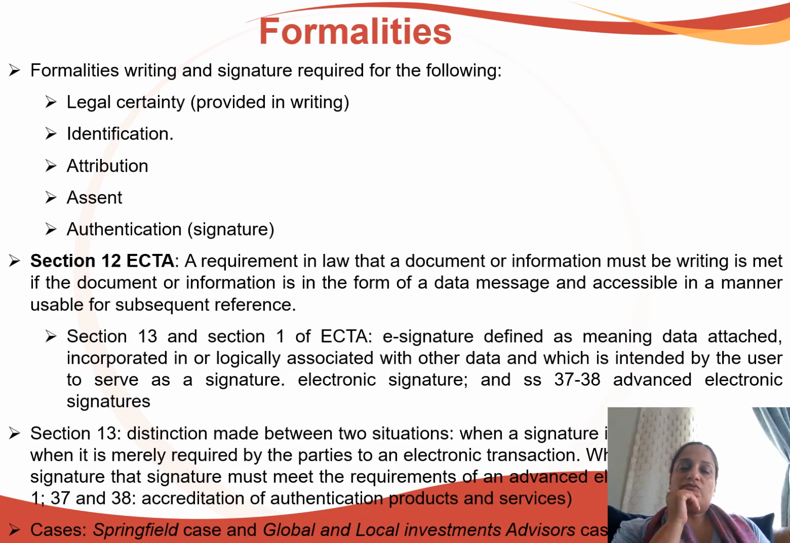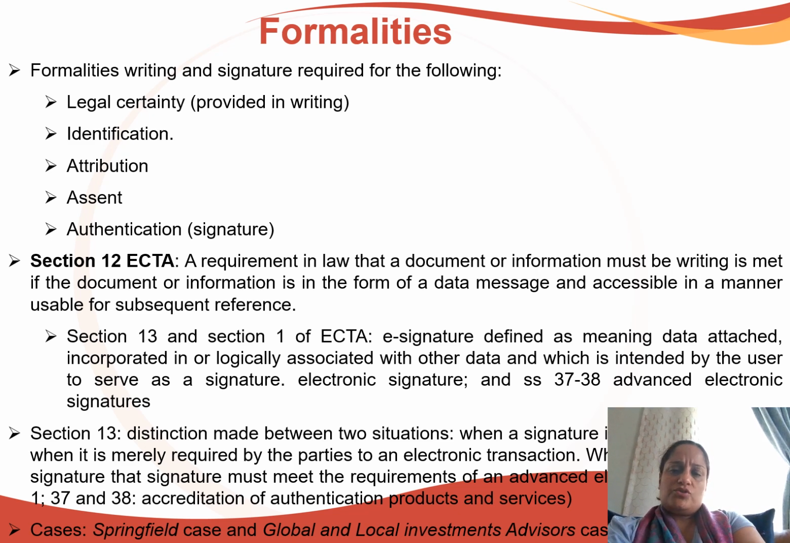What about formalities? Formalities are really there to ascertain who the parties are. So it provides legal certainty and identification, which I think is one of the big issues when it comes to electronic commerce. You don't know who the other party is. You don't know enough about the other party or the product or the service, and you need to know who they are through some form of identification, attribution, and authentication. All of these are the kind of things that the formalities are trying to resolve.